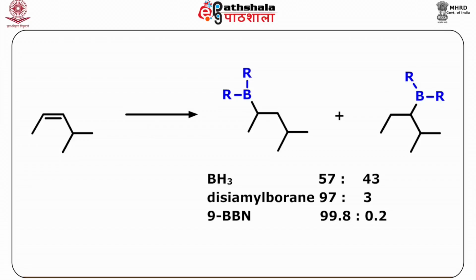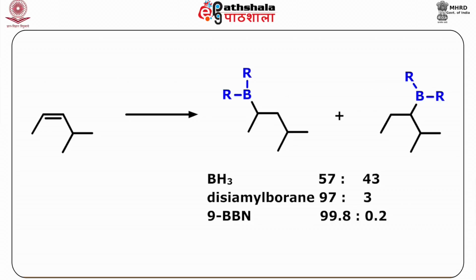So, in this case of 2-methyl pent-2-ene, when it is reacted with various boron reagents, you can see that as we move from BH3, which is sterically less hindered, to disiamylborane, which is sterically more hindered, and 9-BBN, which is an even bigger molecule sterically, the percentage of the two products shifts exclusively to the left one, which is in the anti-Markovnikov manner.